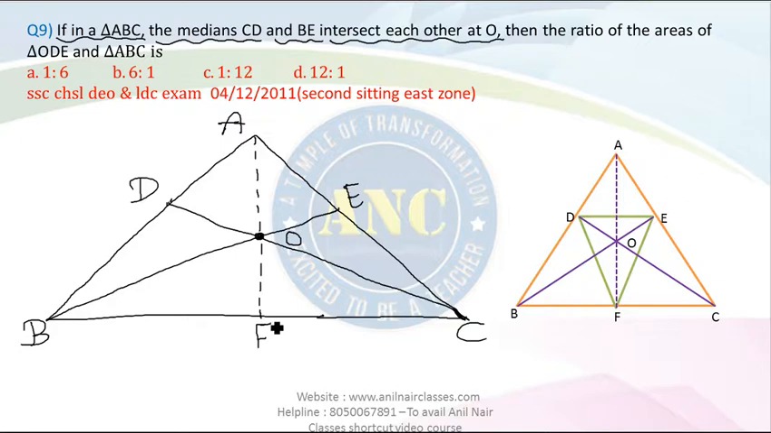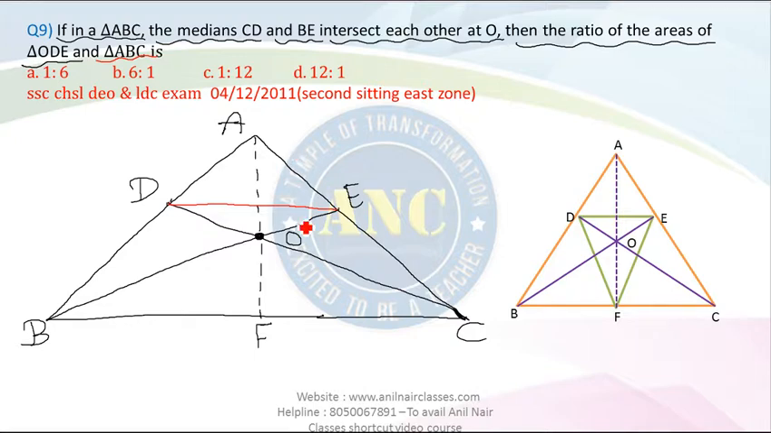Now then, medians CD and BE intersect each other at O. Then the ratio of areas of triangle ODE, that means this particular triangle, let me use a different color for your better understanding. ODE, that means I need to join D and E, this particular triangle area, and ABC. ABC is nothing but the outer, bigger triangle. I want to find the ratio of the areas of those two triangles.